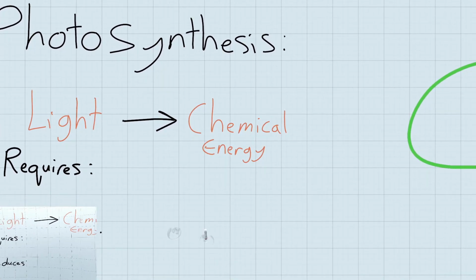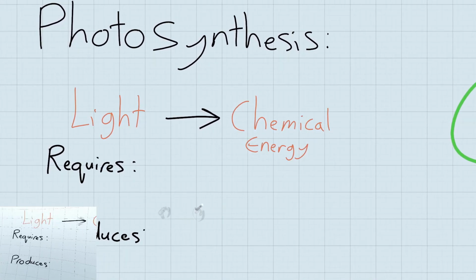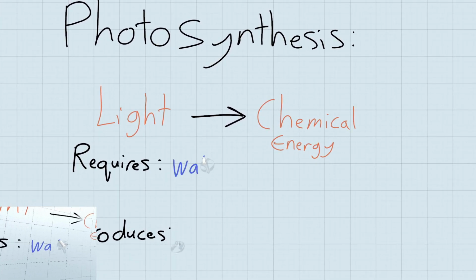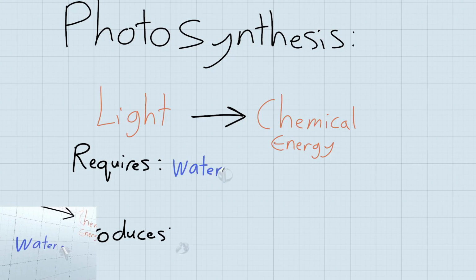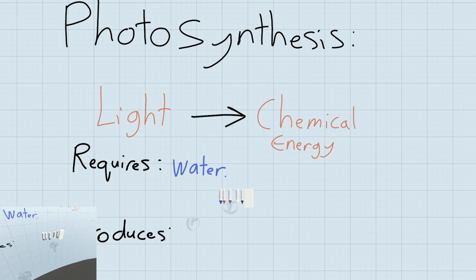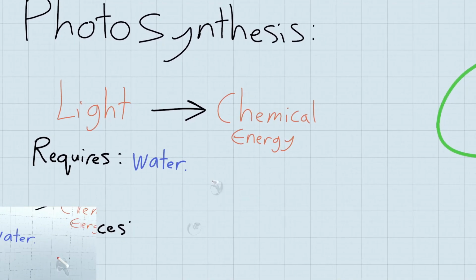Cool. So this requires a couple of ingredients in order to start. The first thing that we need for our photosynthesis to work is water. This is the water that is absorbed through the roots and then transported through the xylem up the stem to the leaf. What we also need is something called carbon dioxide.